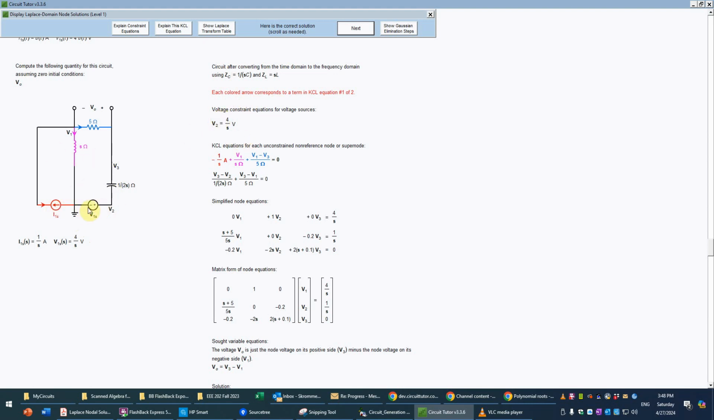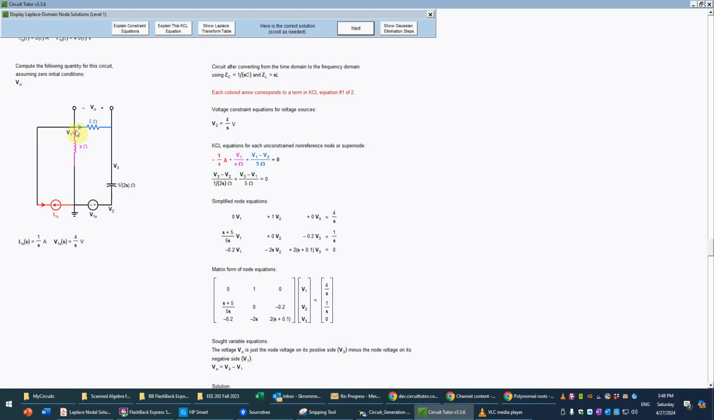So for example, for the source, that fixes V2 at just the value of the source, V1S, which is 4 over S. So that's written there. Then a KCL equation cannot be written for node 2 because it's attached to a voltage source whose current is whatever it needs to be, and we don't know that. But we can do it for node 1.